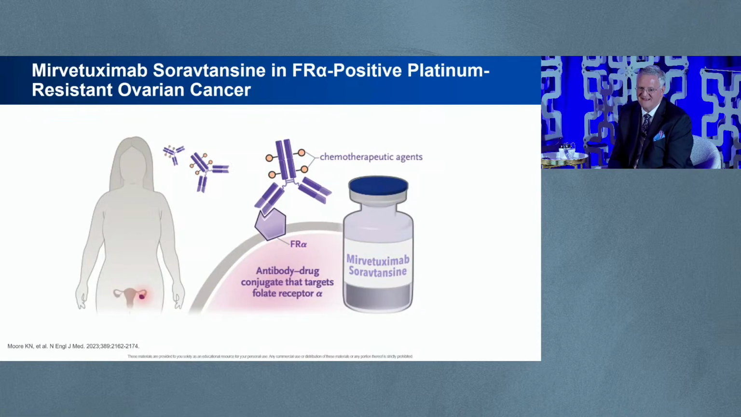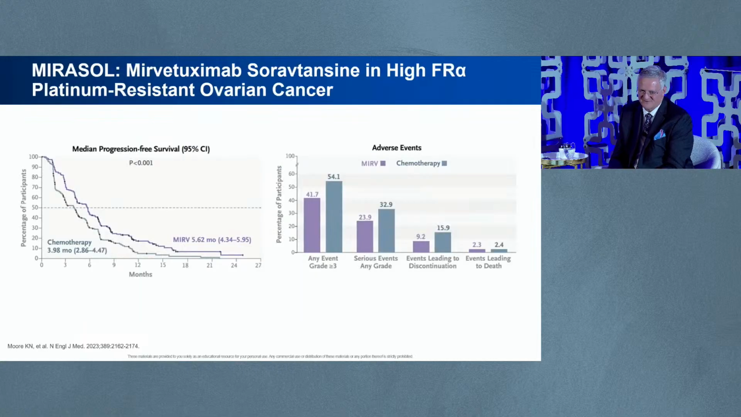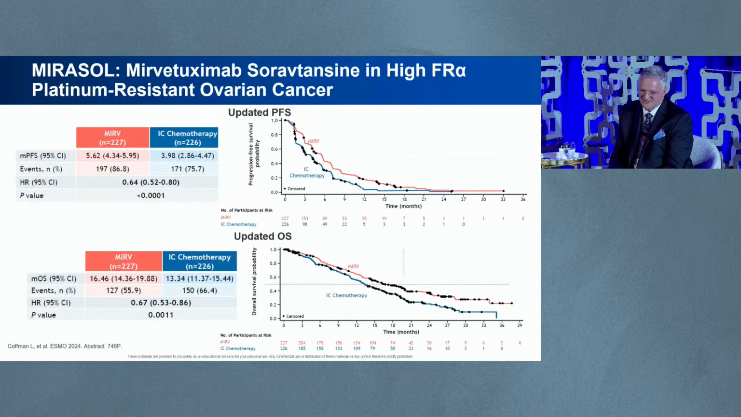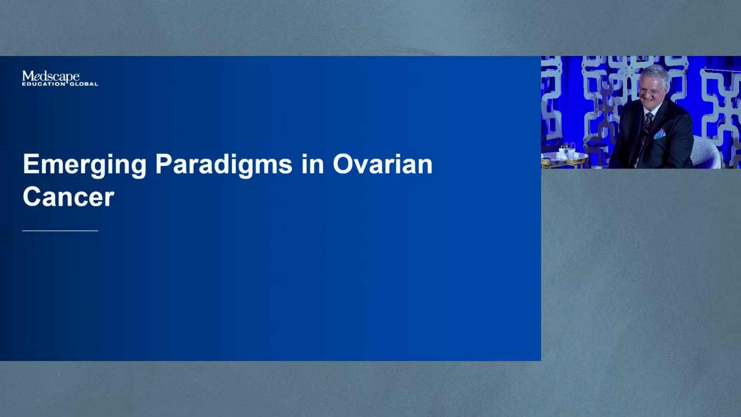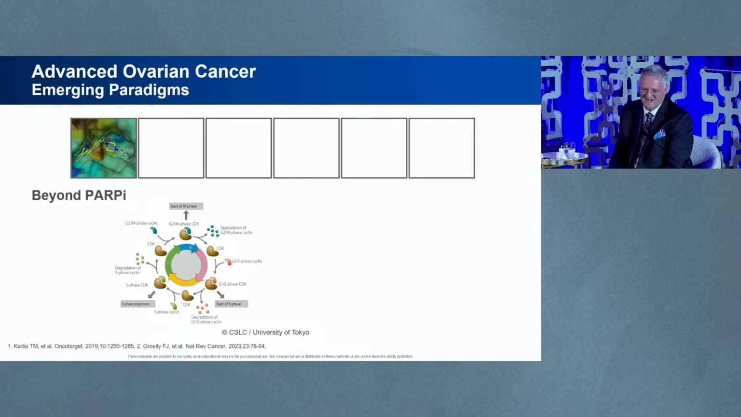But mirvetuximab soravtansine, really an exciting new option that not only improved response rates, progression-free and overall survival, but improved quality of life. It's so rare we see all of those. Really impressive improvement in progression-free survival and overall survival, which is just fantastic. So things have really changed in terms of the clinical trial programs.